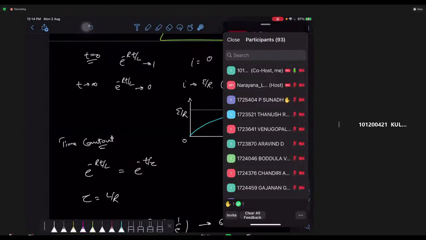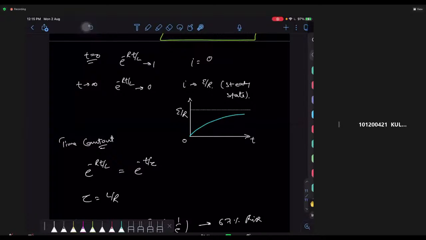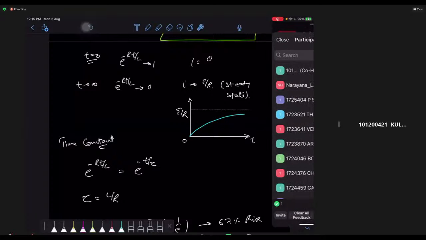Yes, Sunat. Sir, at t equal to infinity, as I equal to E by R, there will be no effect of the inductor at t infinity, sir. Long time. Yes, I'm coming to that point, sir. Why is that? We can discuss this point here.